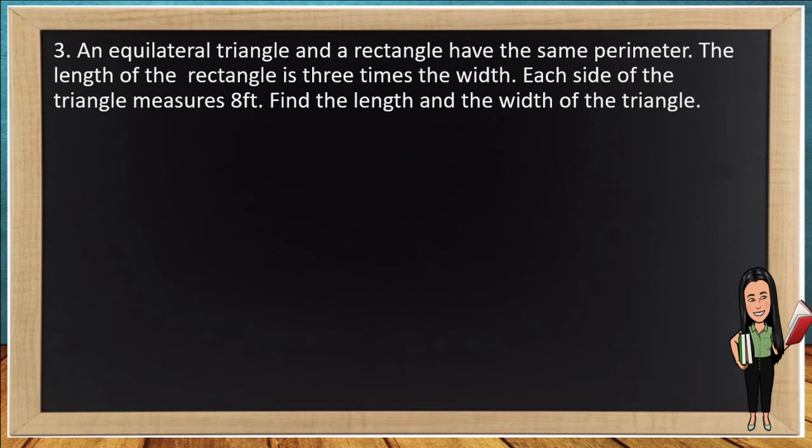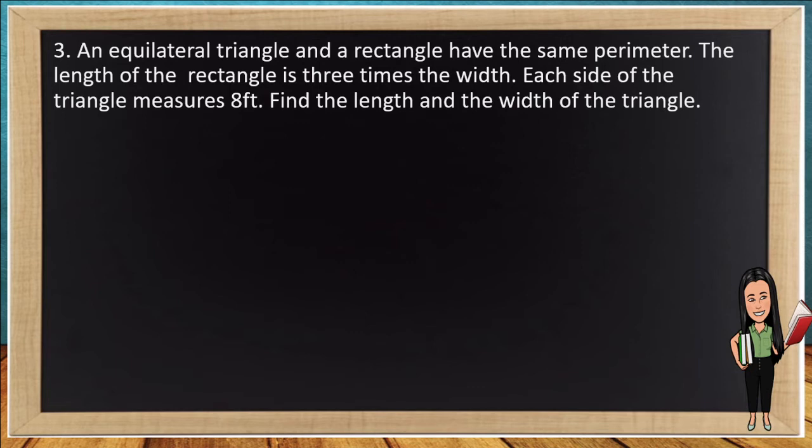Okay, let's continue. An equilateral triangle and a rectangle have the same perimeter. The length of a rectangle is 3 times the width, and each side of the triangle measures 8 feet. So, dito sa question na to, meron tayong dalawang polygon that is given in this question. Isang equilateral triangle.